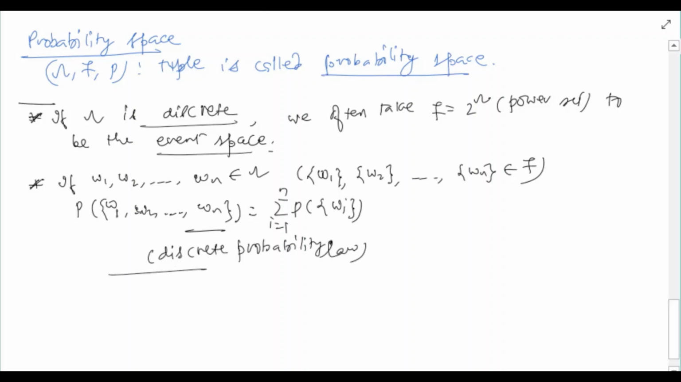Okay. If the sample space is finite, say it has n total outcomes and all the outcomes are equally likely, in the sense that all singleton events have the same probability, then the probability of any event A will be the number of favorable outcomes, that is the number of elements in A, divided by n. Let's see a few examples now.